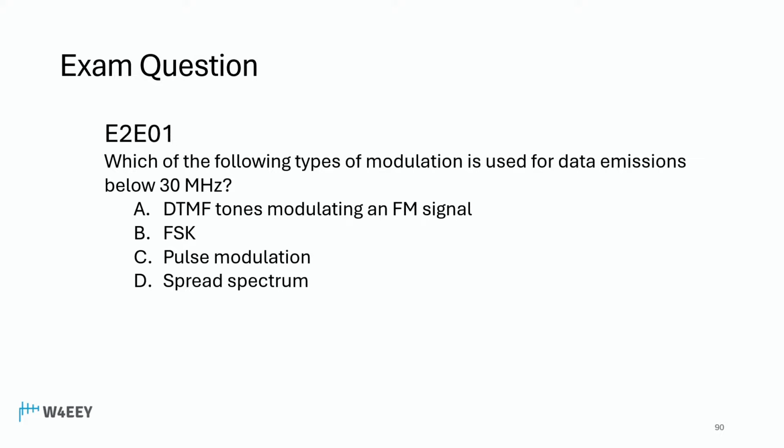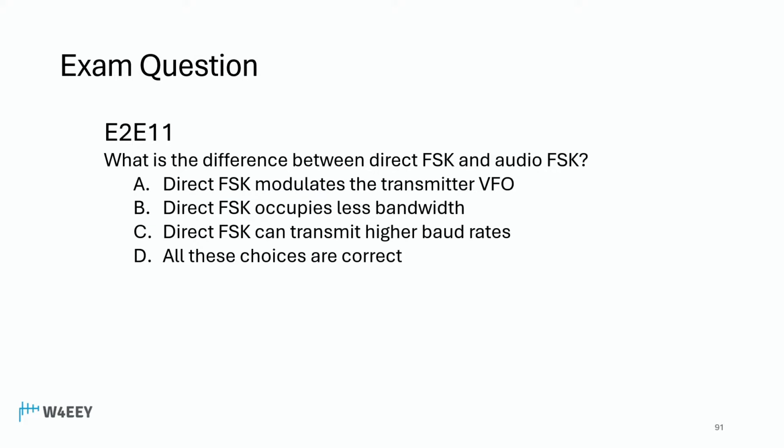Which of the following types of modulation is used for data emissions below 30 megahertz? Bravo. It is Bravo, frequency shift keying. It's used every place else too, but there's a lot of it below 30 megahertz. What is the difference between direct FSK and audio FSK? Alpha. It is alpha. Direct FSK modulates the transmitter VFO. We're directly changing the oscillator frequency.